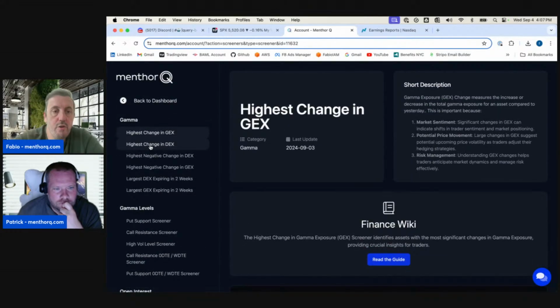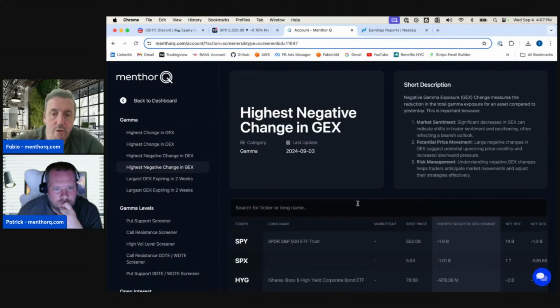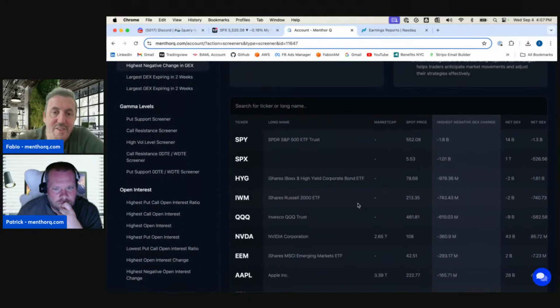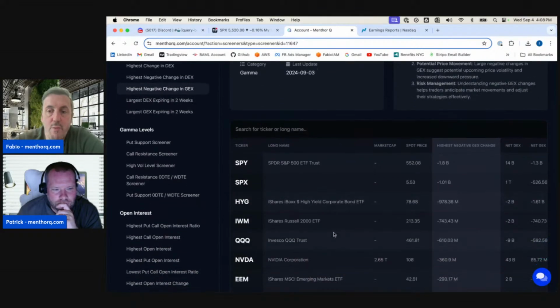Then we can also look at highest negative change in GEX, and then we can start drilling down on our analysis. So from yesterday's close, after close, we saw a big decrease in GEX on SPY, right? This is a top asset. 1.8 billion of GEX was removed from the day before, right? SPX, IWM, QQQ, NVIDIA, very important. So we have that list. What can we then do with it?